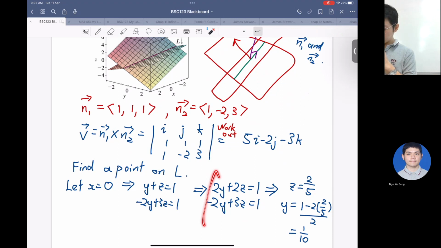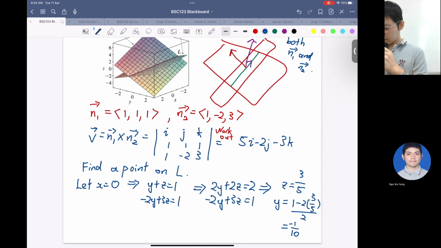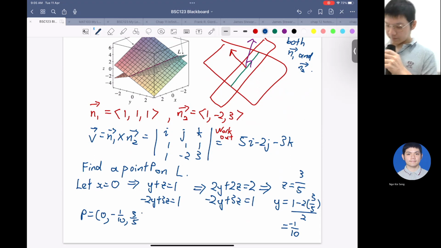No, I add these two together, right? Oh, sorry, here should be 2, sorry. That's right. So let me change this. So this is 2, so this is 3, and then this is minus. Okay, so you got a point here. So find P. P is equal to 0, 2 over 5, and 3 over 5.